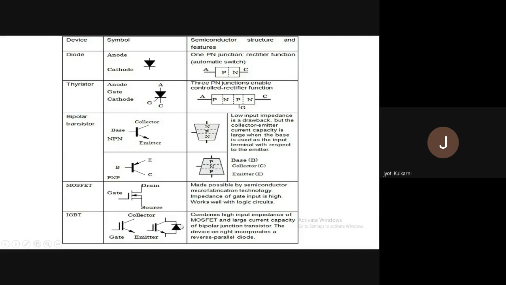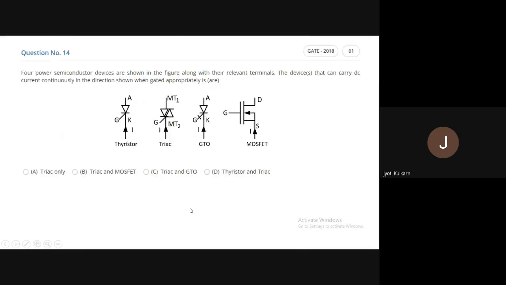Okay, so now moving to the basic part, we will discuss the questions and similarly we will discuss the fundamental part of that respective device. Okay, so the first question, 2018, it comes for 1 mark. Four power semiconductor devices are shown in figure along with their relevant terminals. These devices that can carry DC current continuously in the direction shown when gate is appropriately connected.